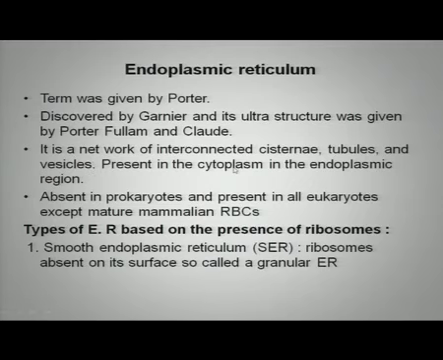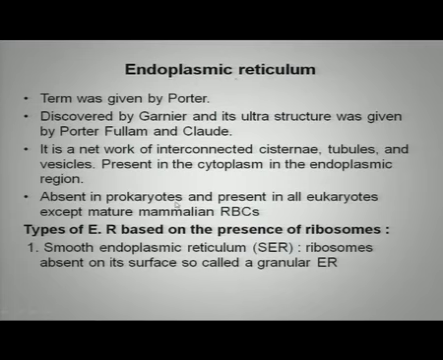They are present in the cytoplasm, mainly in the endoplasmic region. They are seen in the form of a network, so it is known as a reticulum. This reticulum or network-like structure is made up of cisternae, tubules and vesicles, which are seen in the endoplasmic region of the cytoplasm. Hence, it is known as endoplasmic reticulum.